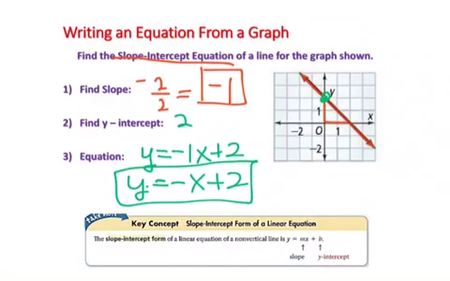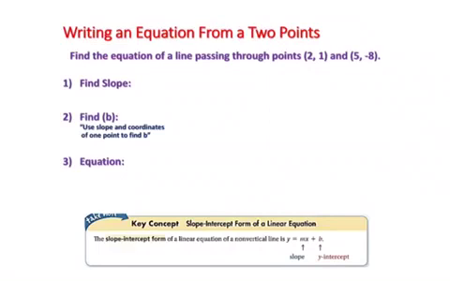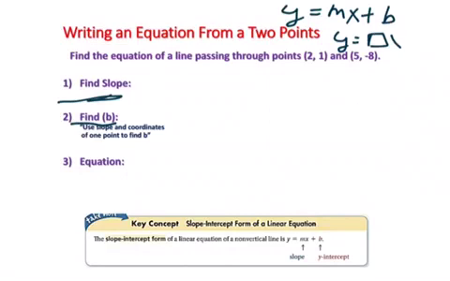This problem, we want to find the equation of the line that passes through the points (2, 1) and (5, -8). So there are two things that we need to write an equation. We need our slope, and we need our y-intercept, which is b. If we have m and b, we can plug them both into y equals mx plus b and have our answer. Our answer is always y equals something x plus something. We have to fill in those two numbers.